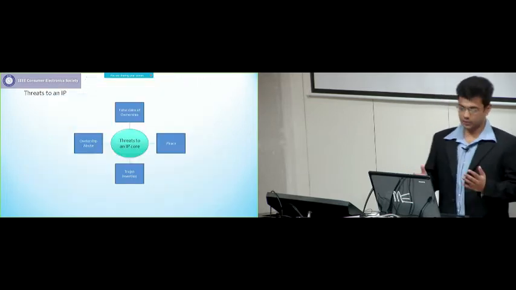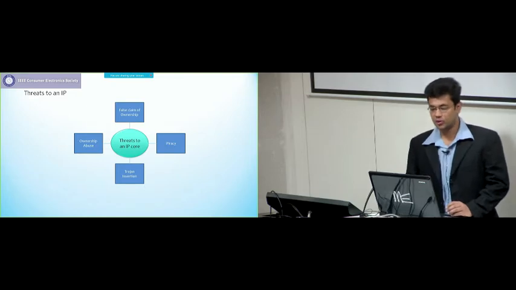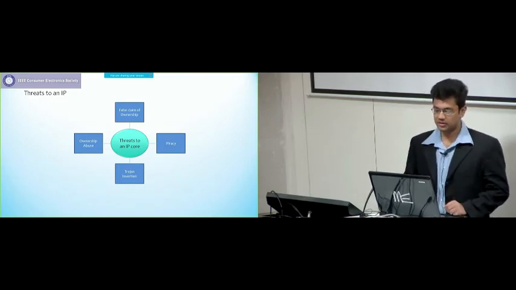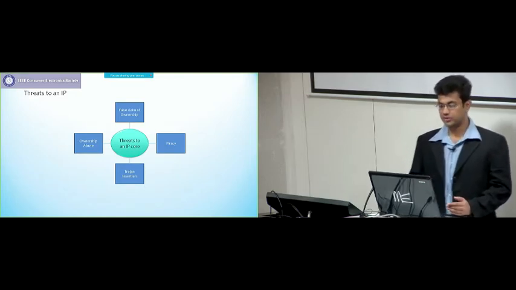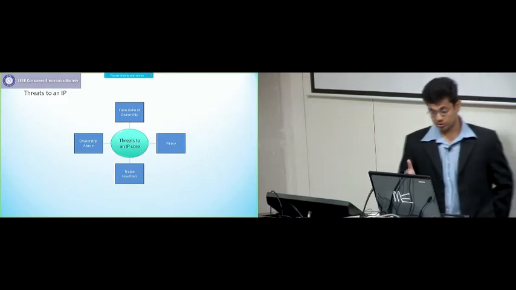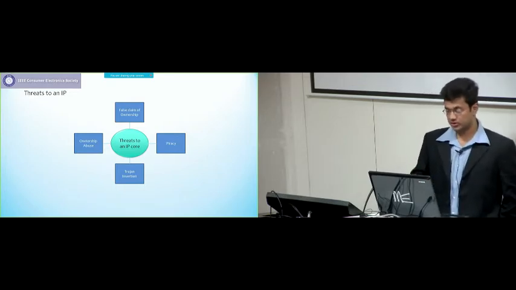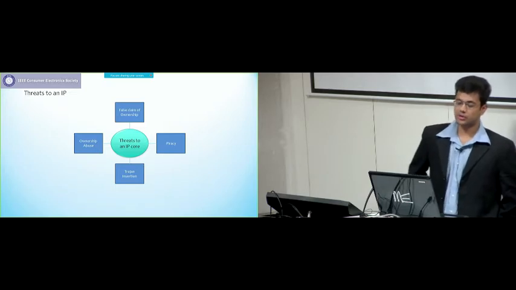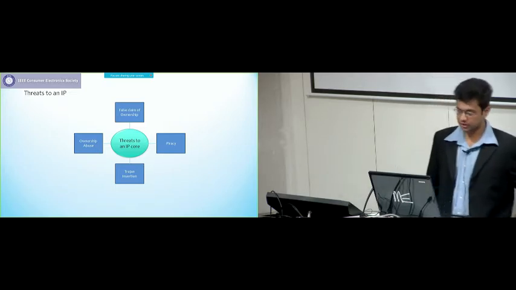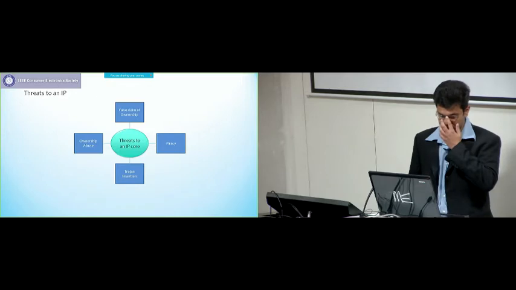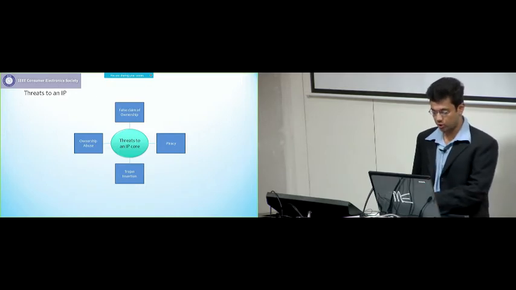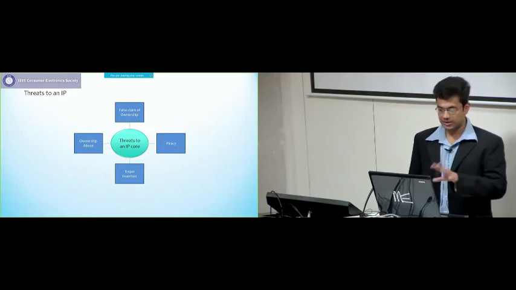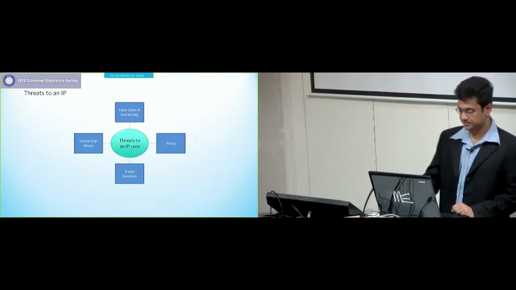Now, when I'm talking of the word threats to an IP core, let us have a look at the popular threats that the current industry faces. One of the most important threats can lead to billions of dollars of loss when we try to make a system on chip for a consumer electronic device. The most important one that I would like to highlight is false claim of ownership, followed by piracy, Trojan insertion, and ownership abuse. All four of these are very important in the context of CE devices.